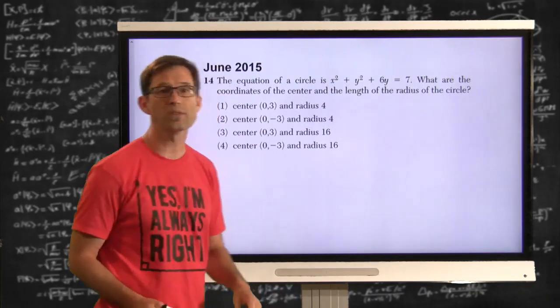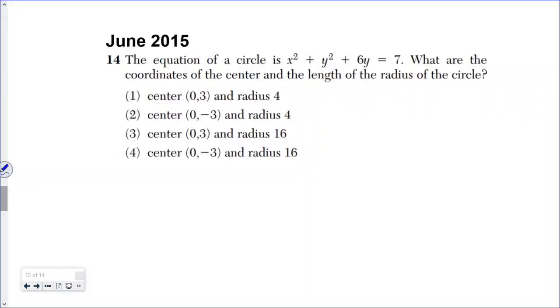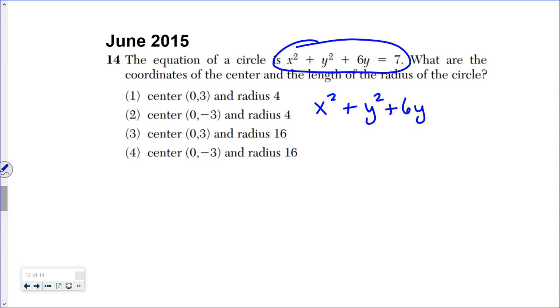Okay, June of 2015. Here, we've got the equation of a circle, x squared plus y squared plus 6y equals 7. What are the coordinates of the center and the length of the radius of the circle? Now, normally I wouldn't waste my time doing exactly another one of these, but this one can seem a little tricky given the fact that there isn't anything you have to do to the x. The x is just sort of what it is. You still need to complete the square though on the y term.